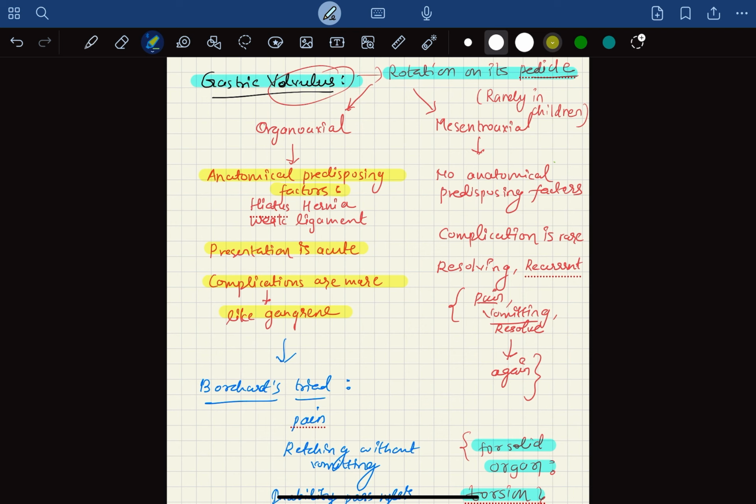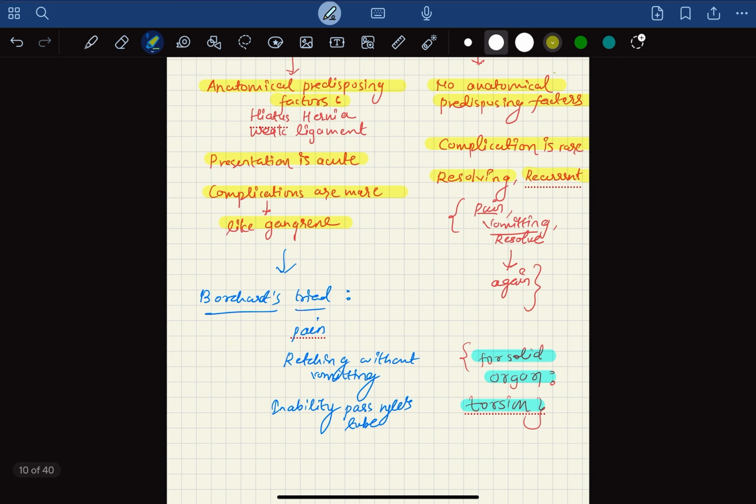So organoaxial is more complicated, with complications like gangrene, and the presentation is more severe. Whereas in mesenteroaxial there is no anatomical predisposing feature, complications are rare and it mostly resolves on its own, and it will be a recurrent condition. So the patient presents with pain, vomiting, but it will resolve on its own, and it will happen again. So it is a less severe condition, but it is a recurrent one.